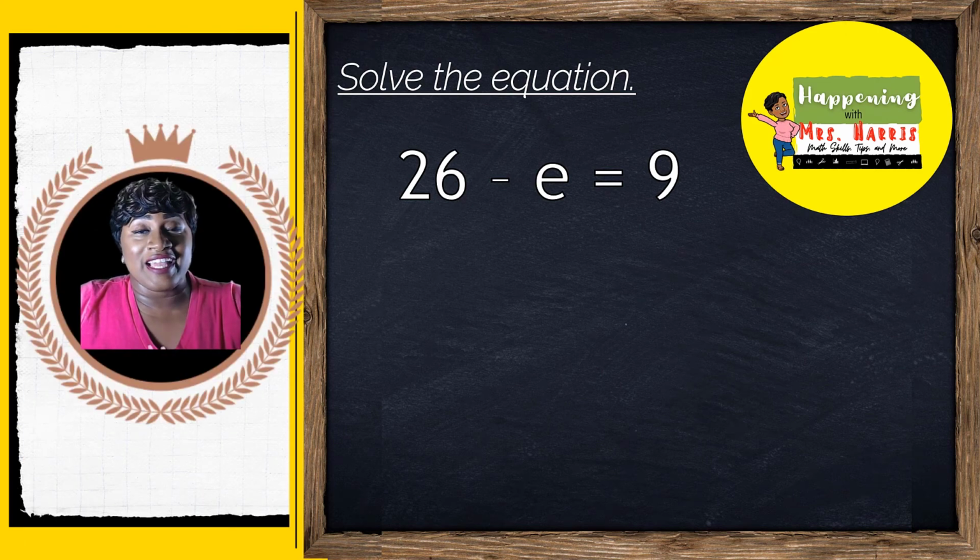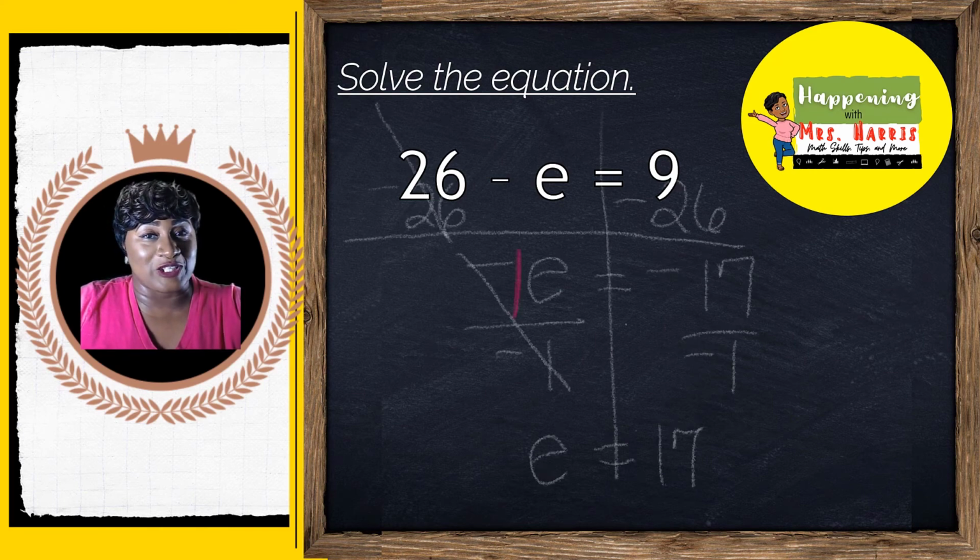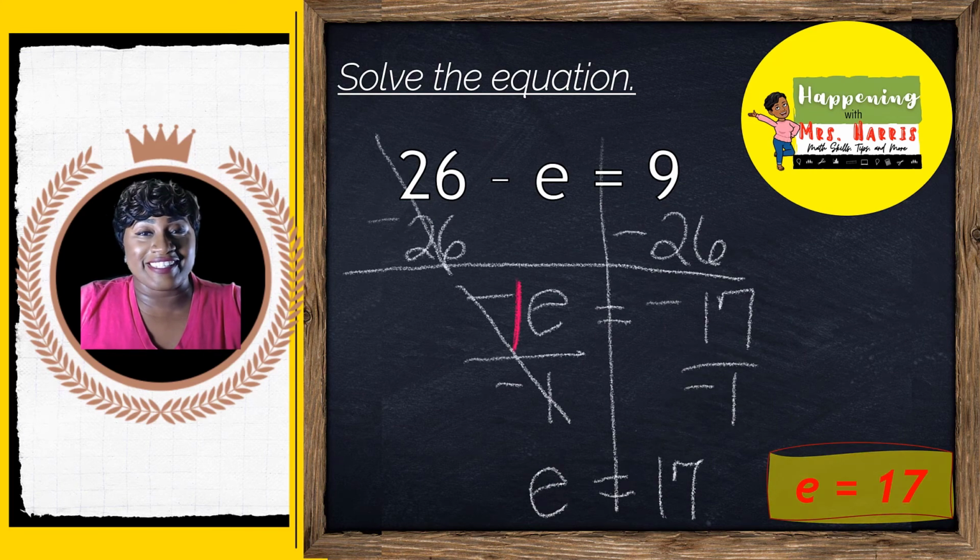All right, let's check our work. For this equation, the solution should have been 17. e equals 17. Did you get it? Spectacular! Now check your work.